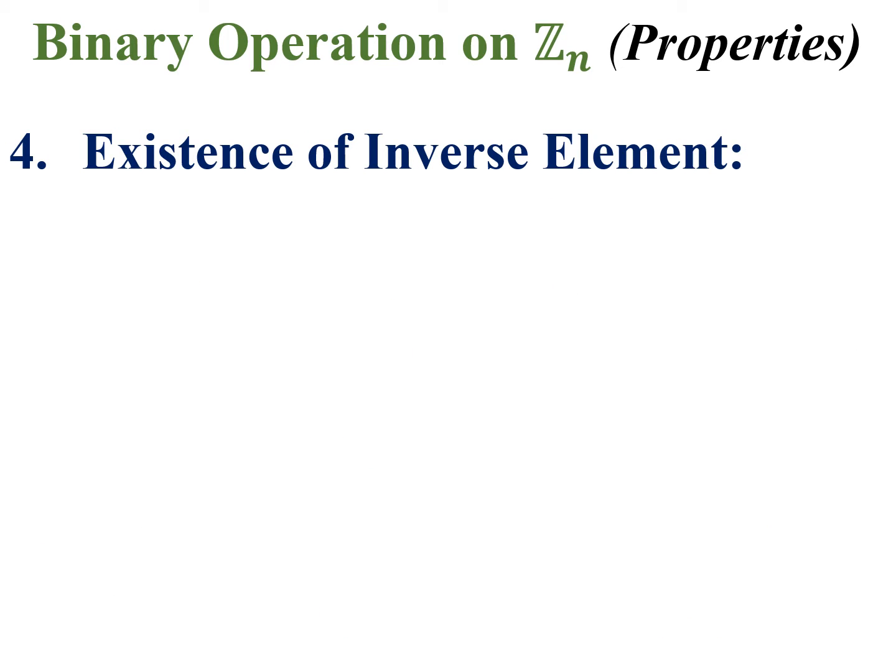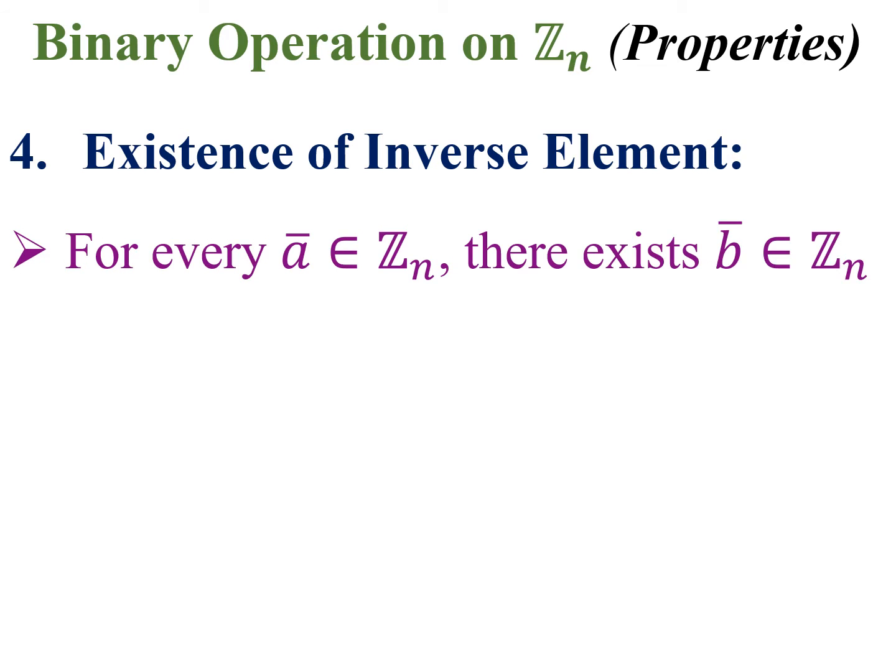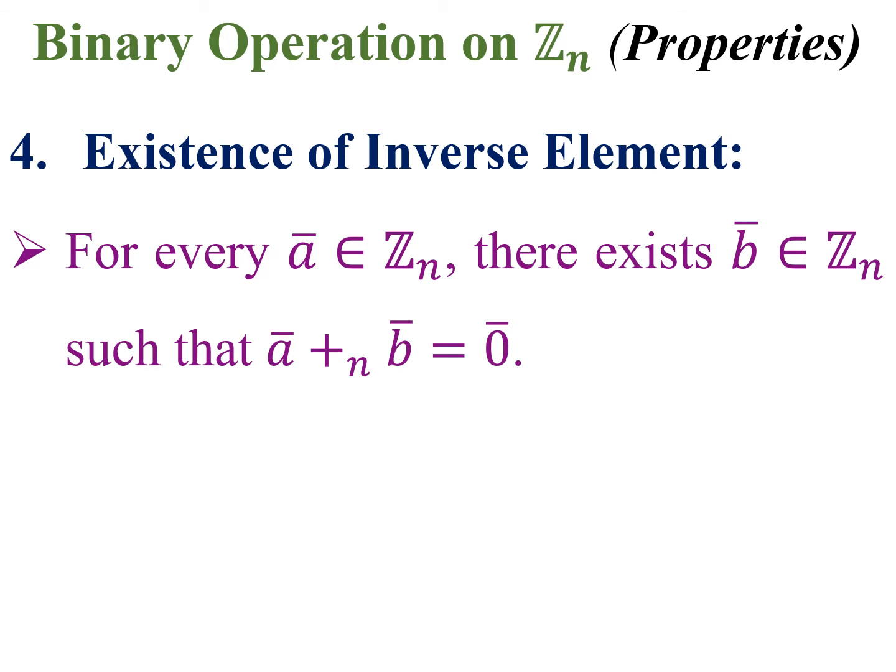Existence of inverse element. For every class of A belongs to Zn, there exists class of B belongs to Zn such that class of A plus n class of B is equal to class of 0. Means for every element in Zn, there exists another element in Zn such that whenever we add these two elements with respect to plus n, we will get the 0 element in Zn, which is called the identity element in Zn with respect to plus n. Okay.